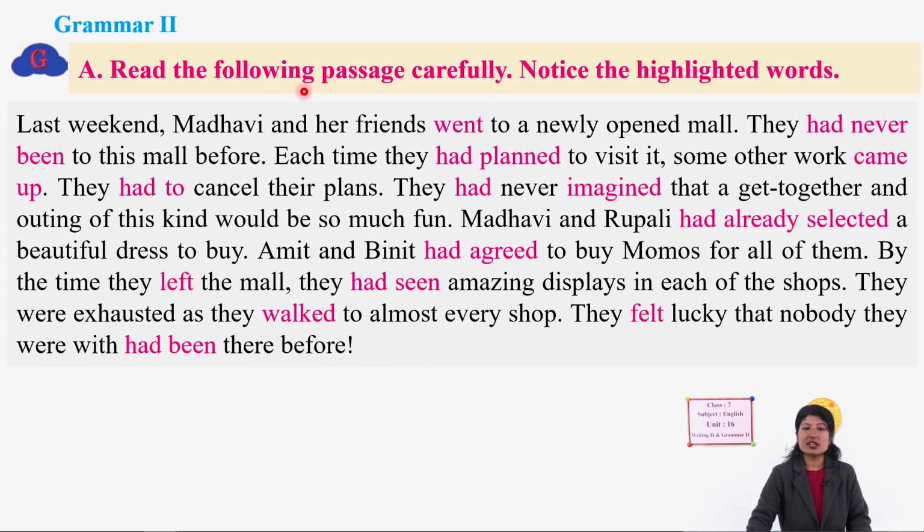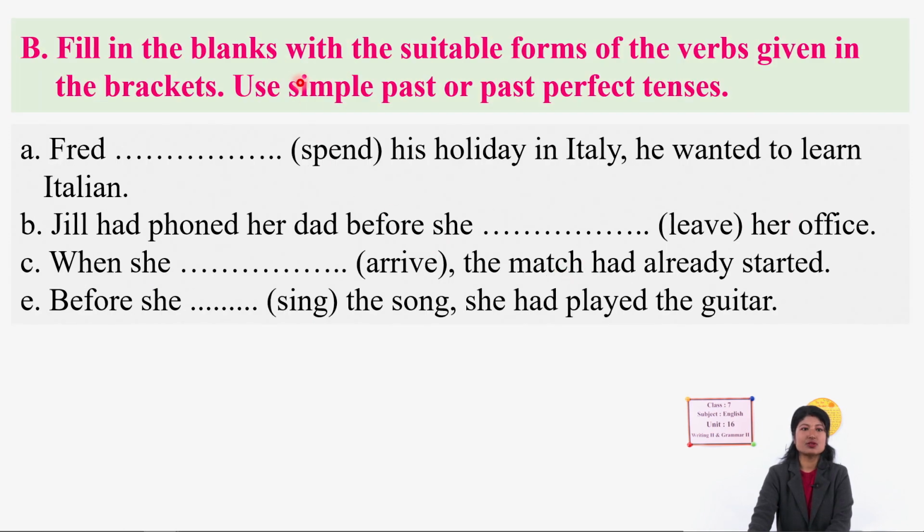What have you noticed over here? Yes, all these highlighted forms are past forms of the verbs, right? Past forms are simple past or past perfect. They were based on simple past or past perfect. So, based on this, we are going to do the fill in the blanks activity. Number B, fill in the blanks with suitable forms of the verbs given in the brackets. Use simple past or past perfect tense.